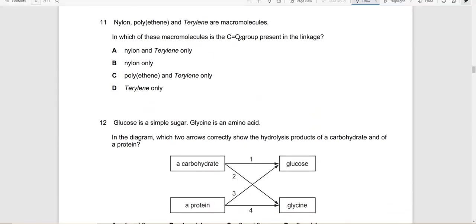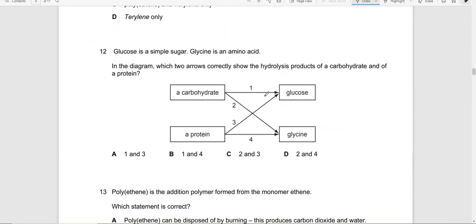In which of the molecules is the C double bond O group present in the linkage? Nylon has it, terylene also has it. Both have, yes. In nylon this is C double bond O NH. In terylene this is C double bond O O. So yes, it's A.